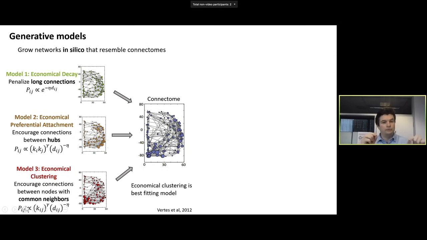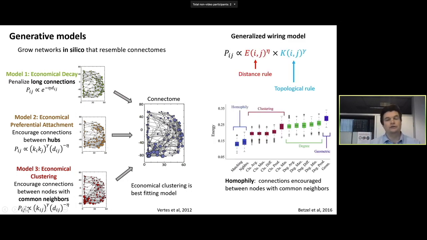So Pij represents the probability of forming a connection between a pair of nodes. So the best model was that we encourage connections between pairs of nodes that are physically close to each other, and also that share common neighbors. And this is a property referred to as homophily. Rick Betzel also generalized this model to include other topological rules. Once again, the best fitting model was one that included a geometric constraint, promoting connections between pairs of nodes that are close to each other, and also a homophily constraint. So in other words, encouraging connections between pairs of nodes that share the same neighbors.